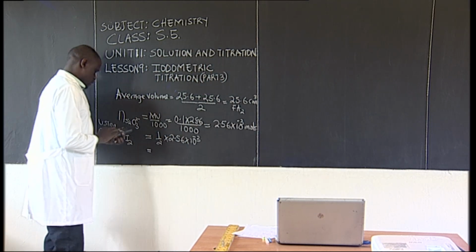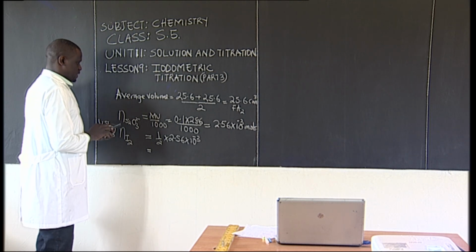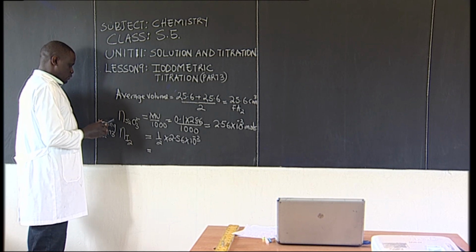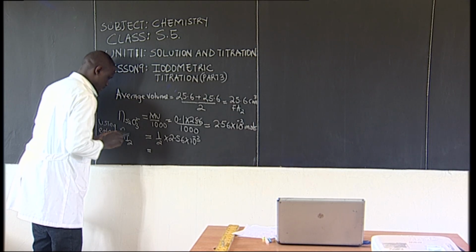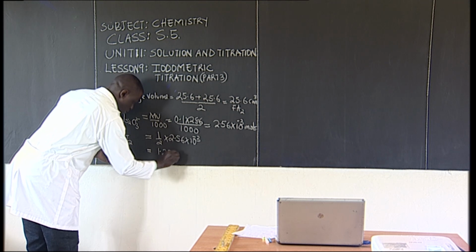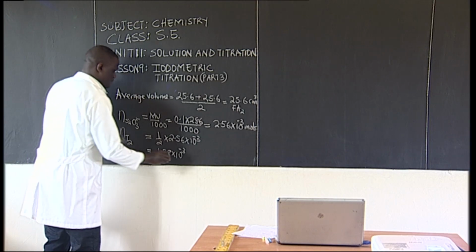So we can use our calculator very quickly to get the answer. So we have 25.6. So you can use your calculator very quickly. So our answer will be 1.28 times 10 to the power negative 3. These are our moles.